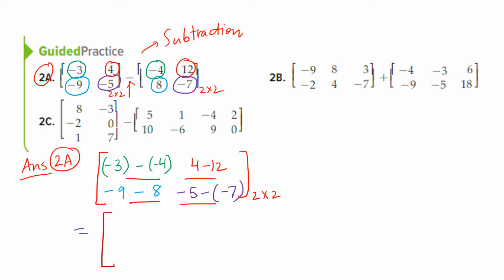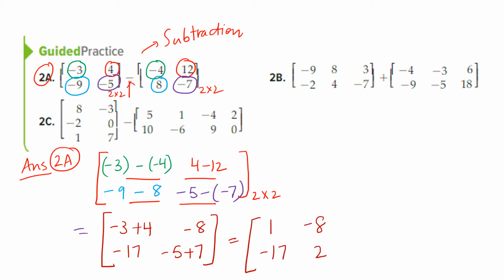Okay, so just simplify. -3 plus 4. 4 minus 12 is minus 8. Here you have minus 17, and here negative becomes plus 7. So the final answer you will receive here for the matrix is as follows. So that's your result for A part, where you subtracted two matrices of the same order, 2 cross 2. Let's come to 2b.